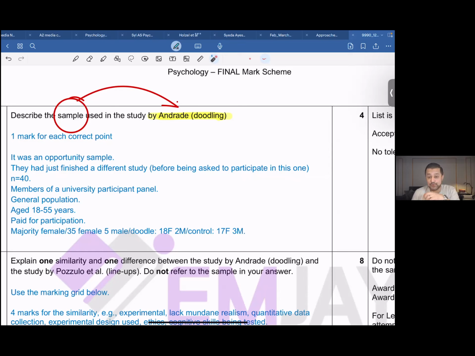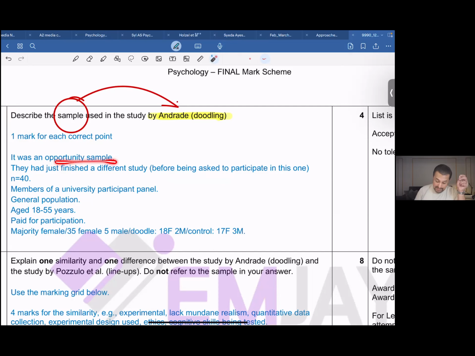There was another study that they were participating in. For that study, they had volunteered. However, for this study, because these participants were walking out of the room, they were asked by Andrade if they would want to participate in another study that wouldn't take long. That's what the examiner means when they use the word describe. So, describe the sample used in the study by Andrade.